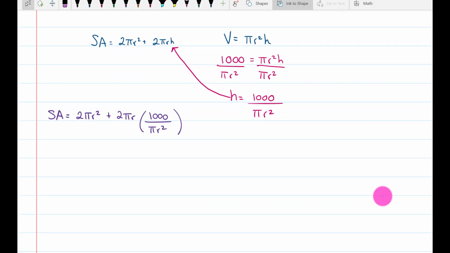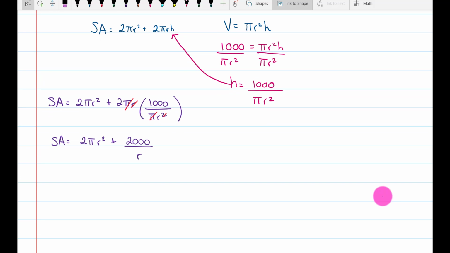Now we're going to do a little simplifying and get surface area is equal to 2 pi r squared plus 2,000. The pi's cancel and one of the r's cancel. So 2,000 divided by r. Now this is a very nice formula, nice and easy. So now what we need to do is take the derivative. Now we're going to take our derivative with respect to r.